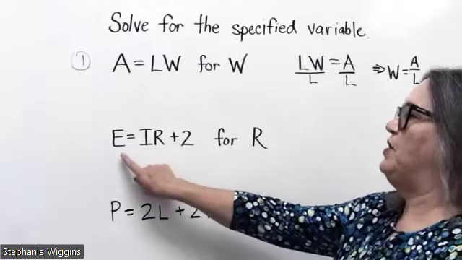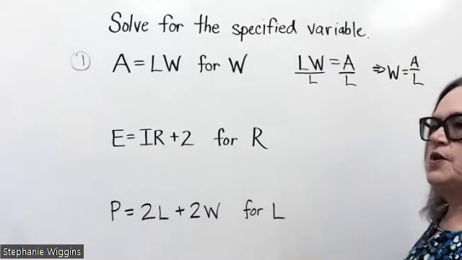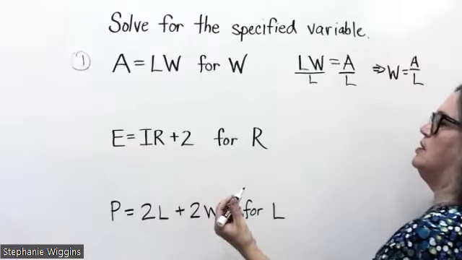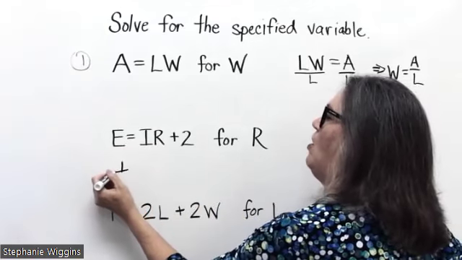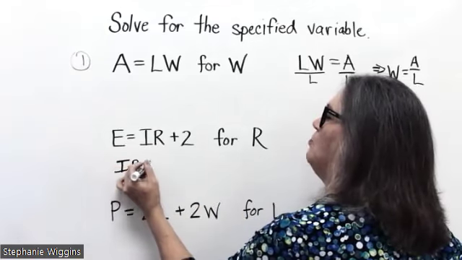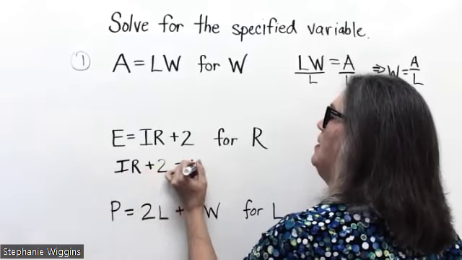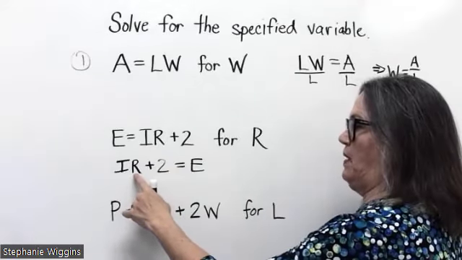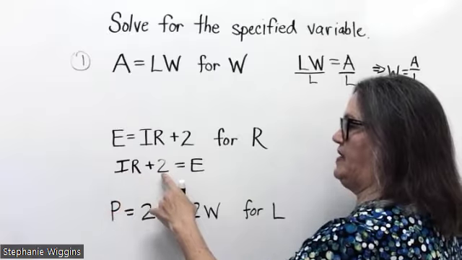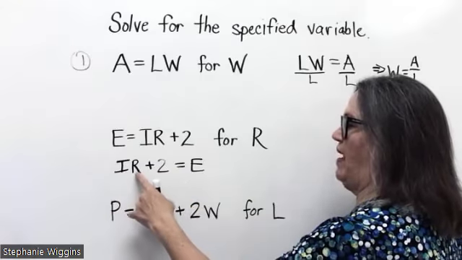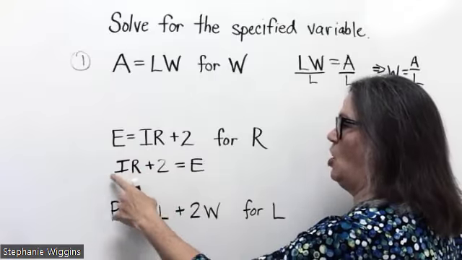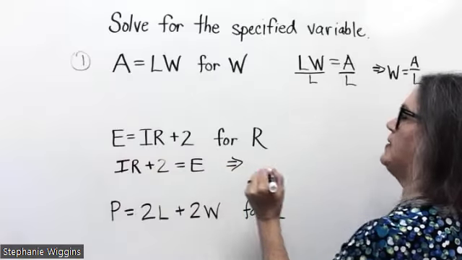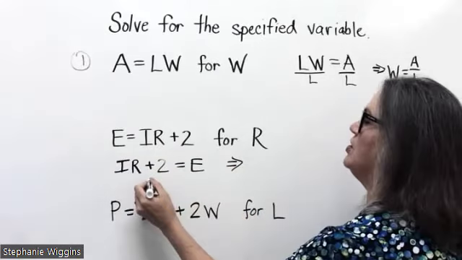Now, in this example here, I'm solving for R. So I want to go ahead and switch sides of the equation. I'm going to do that here, and I have that IR plus 2 equals E. And before I can divide out by the I, I need to get rid of this 2, all right? I just want to have an expression with R alone in it. And so I need to get rid of this.